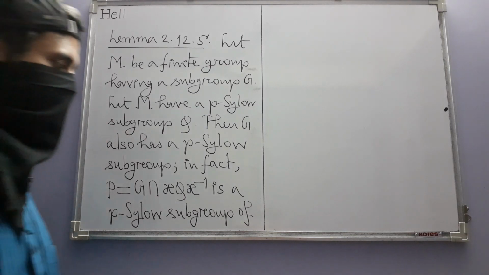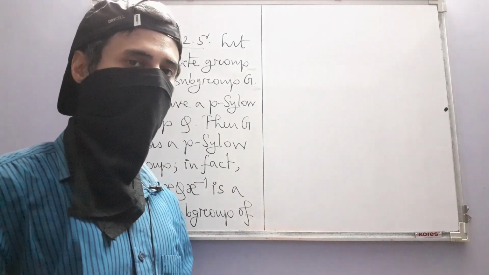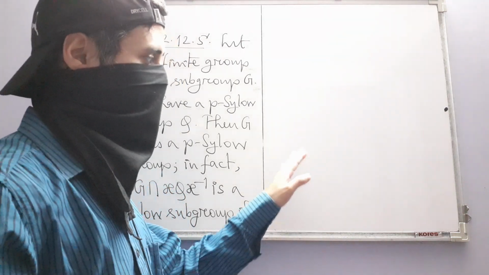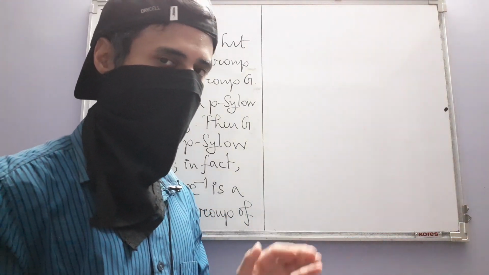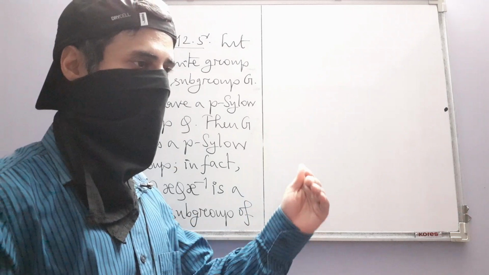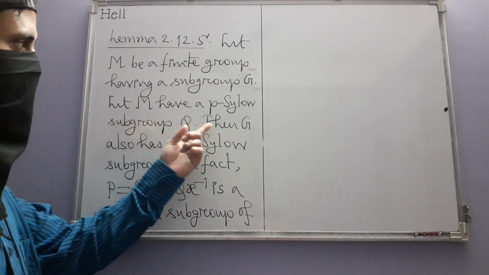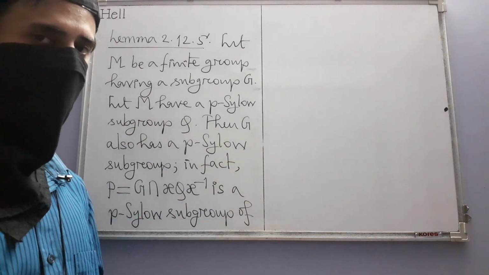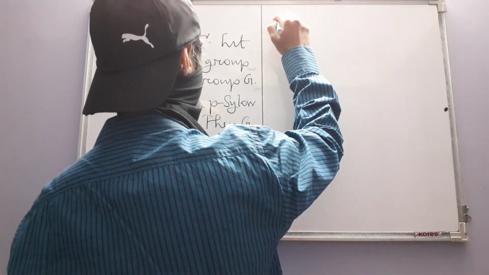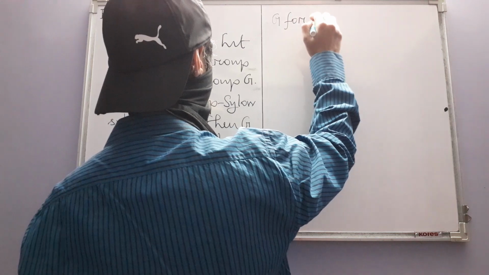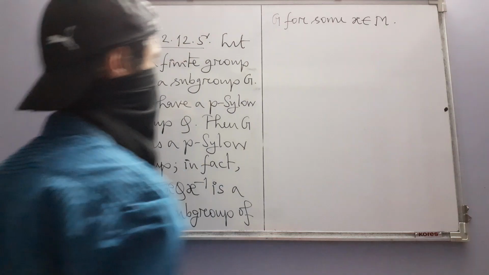So it's kind of going in the other direction, the direction opposite to what we took while proving that result, that S_{p^k} has a p-Sylow subgroup. There we went from a smaller group to a larger group. Here we are given that a larger group has a p-Sylow subgroup, then a smaller one also has one. A p-Sylow subgroup of G for some x in M.